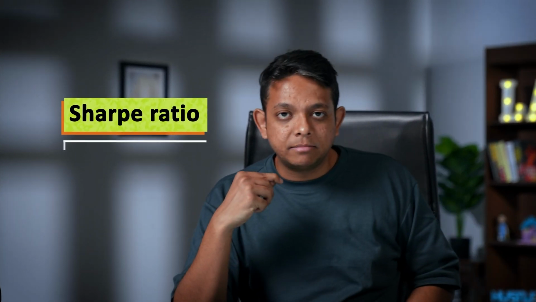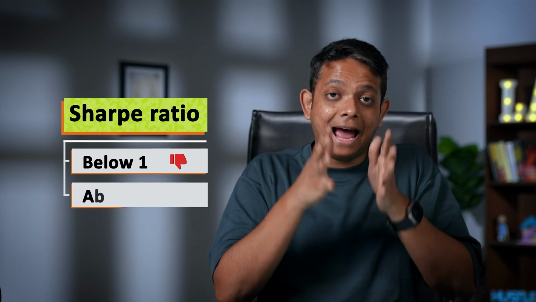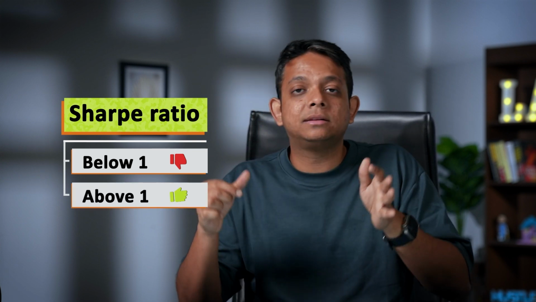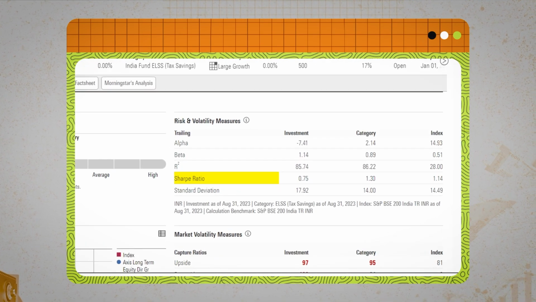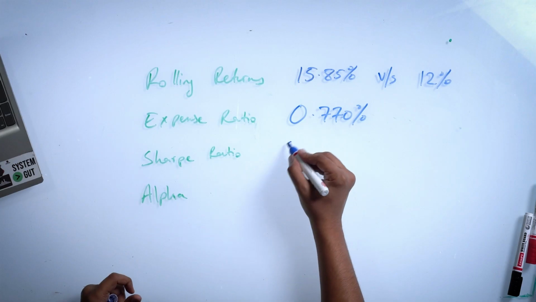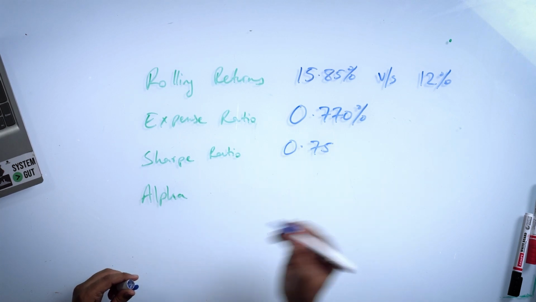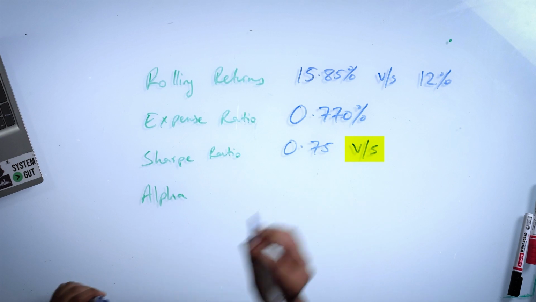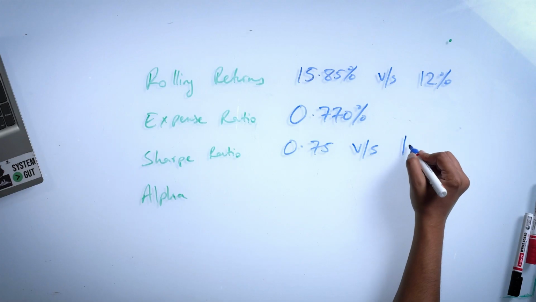As you might remember from the example we showed you, anything below 1 is too much risk and not good. Anything at 1 or slightly above 1 means the risk management is actually pretty good. So over here we can see that the Sharpe ratio is 0.75. Let me write this down. 0.75. This is actually not good at all, especially if you compare it to the category average. Over here, the category average is 1.3.